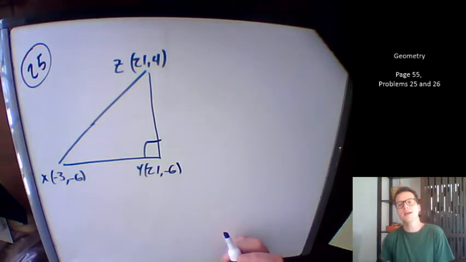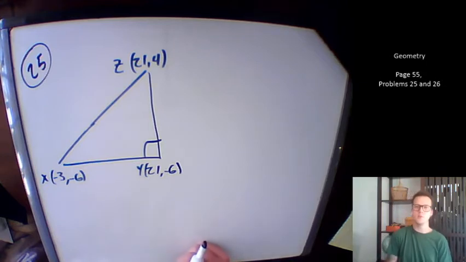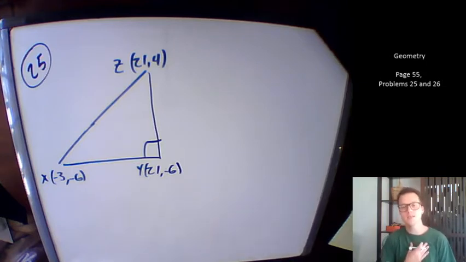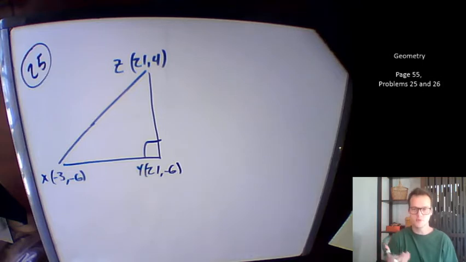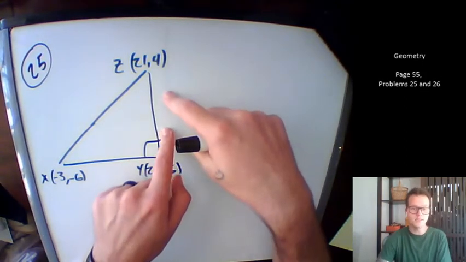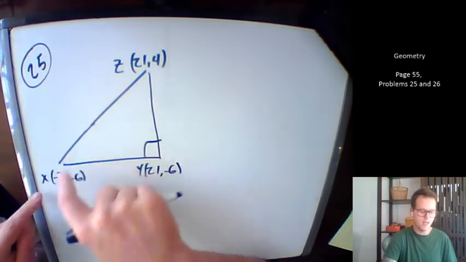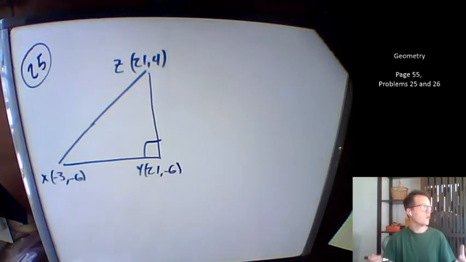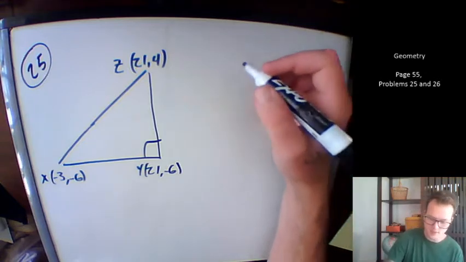So the question here asks us to find the perimeter of this triangle. What that means for us is obviously we're going to use the distance formula. That's the whole topic here. We're going to use the distance formula 3 different times: to find XY, to find YZ, and then to find XZ. Once we find all 3 of those distances, we're going to add them together, and that's going to be our perimeter. Okay, so let's dive in and see what happens here.